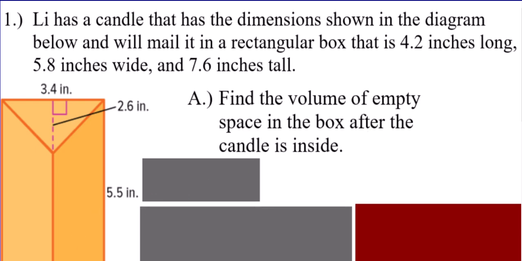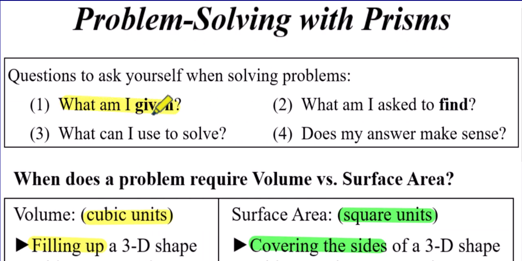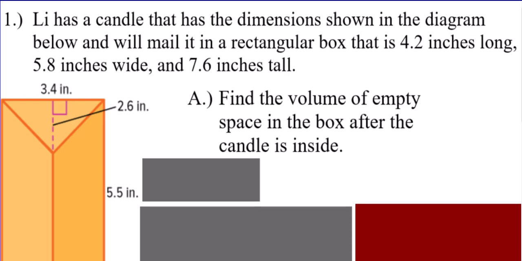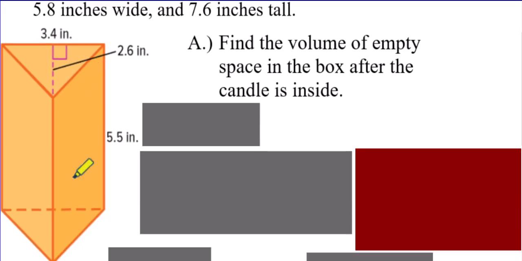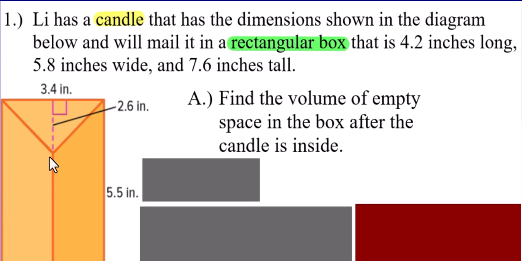Okay, so what are we given? Well, we're given 2 different shapes. Did you catch this? We are talking about a rectangular box, which is a rectangular prism, because we're talking 3 dimensions here, length, width, and height. But we're also given a candle. And the candle was shown in the diagram below. So it is a triangular prism. Did you see the triangle on the top and the triangle at the bottom are parallel to each other and congruent to each other? So this is a triangular prism. So we got 2 shapes involved.